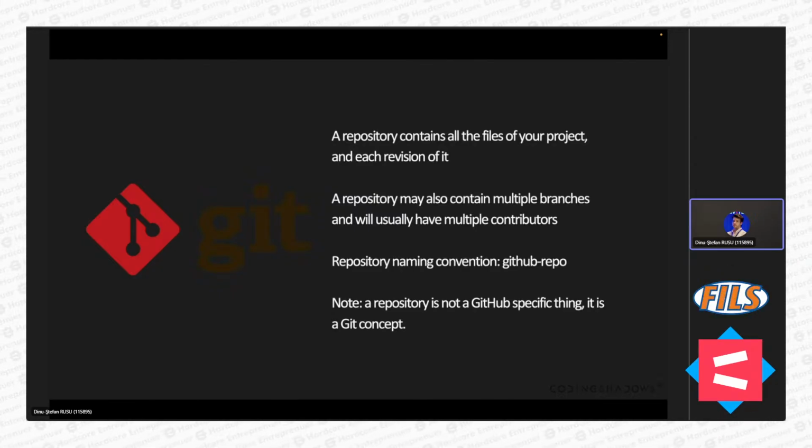Usually you would create a repo per application. So if you have, for example, 10 different apps, you would have 10 different repos. The naming convention for a Git repo is with a dash. So you can see it on the slide, it's GitHub-dash-repo. So for example, if you have, let's say, an application for cats, you would name it cat-application. So if you have multiple words, you would do it like that.